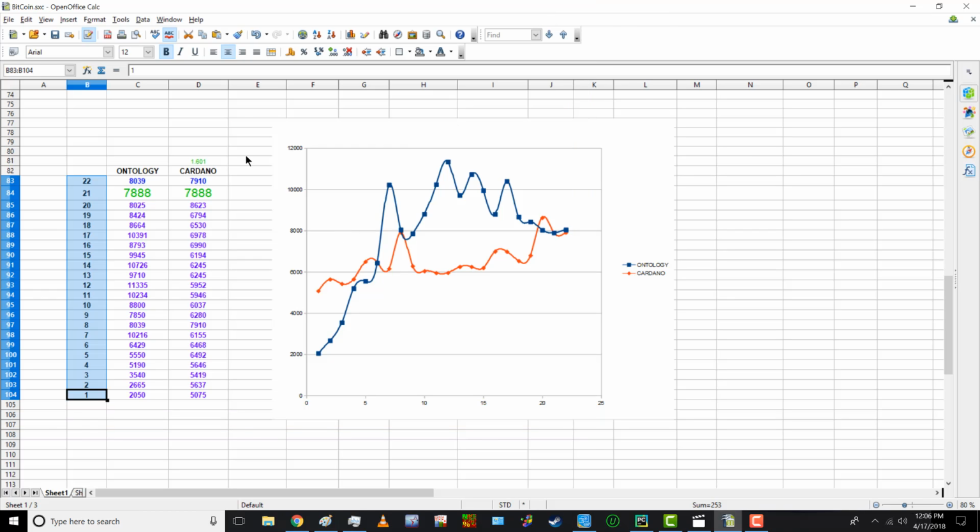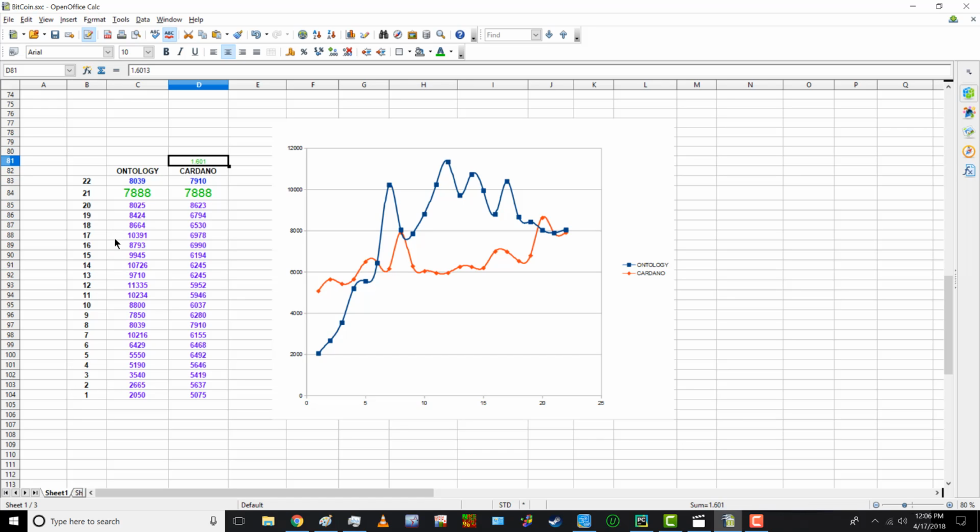So these are the data points. That's the multiplier. That's Cardano's low. That's Ontology's low. That's the current Cardano value at that time point, times its multiplier here to get it to the same point. Everything else is multiplied in comparison to this. And it takes it back.